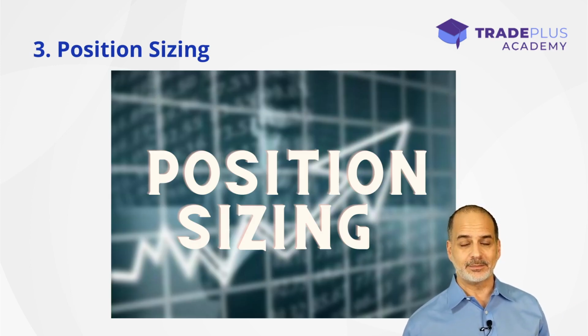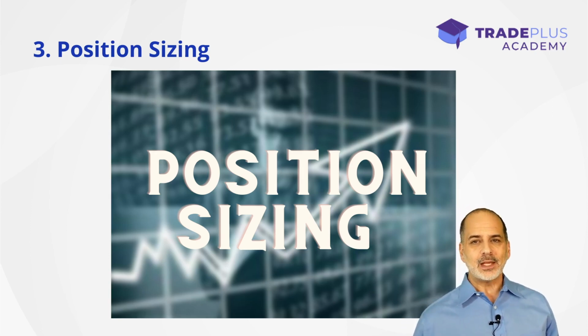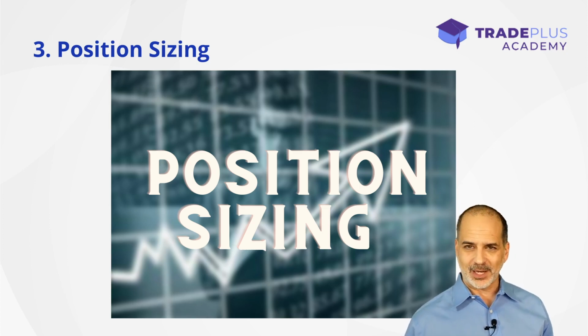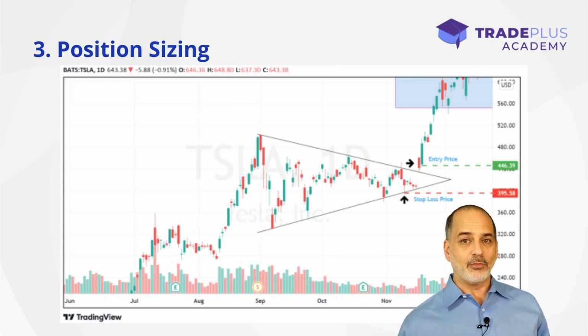Position sizing. Your position sizing depends on your risk allocation per trade. Let's understand this by taking the help of another example. Consider this chart of Tesla stock at the daily time frame. We can see a triangle form between September and December. The breakout occurs on the upper side of the triangle around the price of $445, and that's a buy signal.